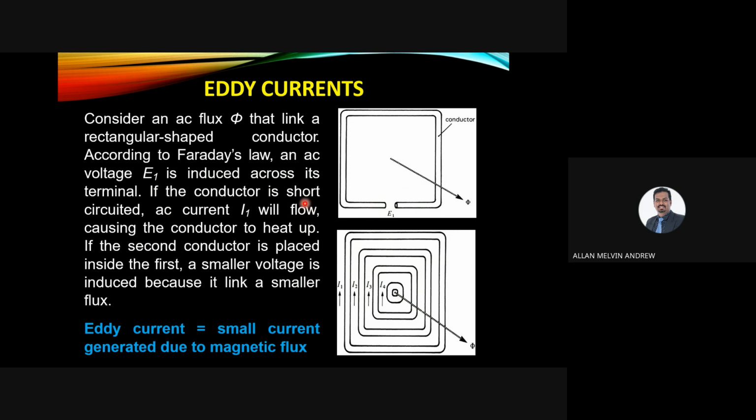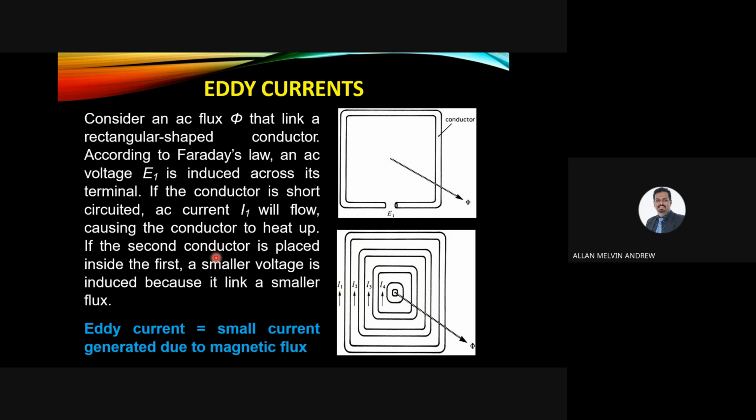So if the conductor is short circuited, AC current I will flow, causing the conductor to heat up. So when there's a short circuit, we can see I1 will be energized, and due to the short circuit, the conductor will heat up.